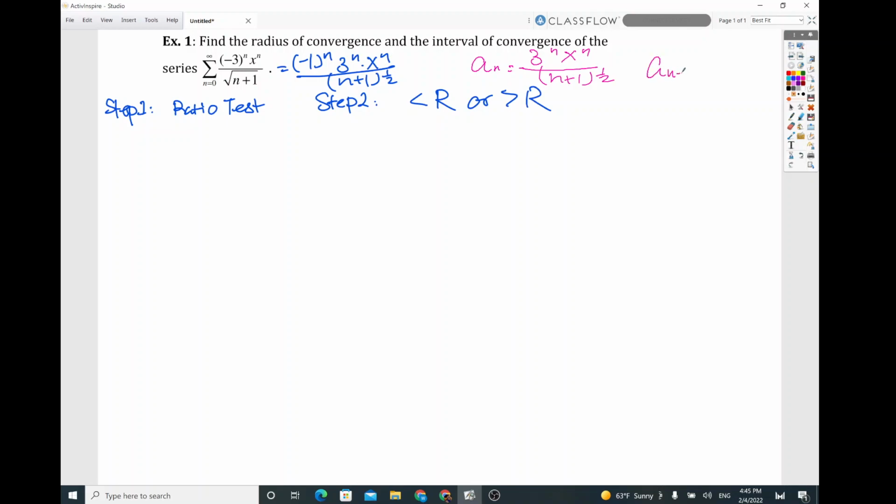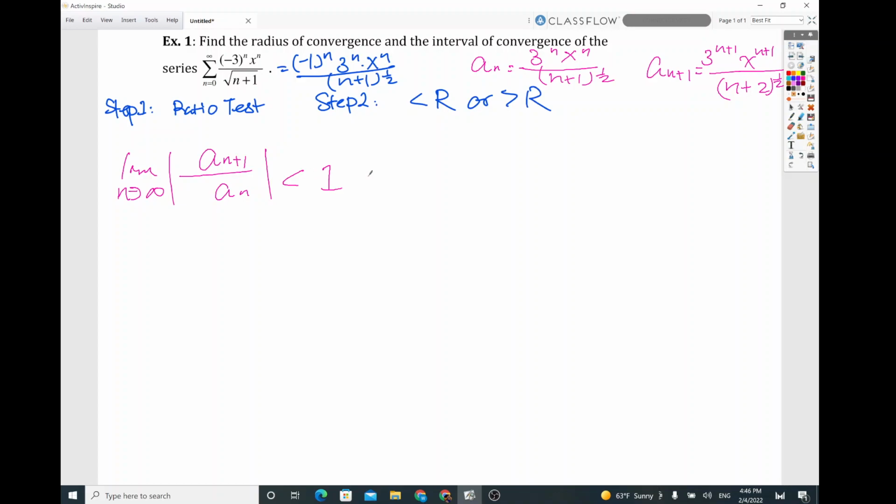So using that a sub n plus 1, we do have 3 to the power of n plus 1, x to the power of n plus 1 over n plus 1 plus 1, which means that it's n plus 2 quantity to the power of 1/2. So the ratio test, that means its limit as n approaches infinity, absolute value of a sub n plus 1 over a sub n. Okay? So in order to have the series absolutely converge, this ratio has got to be less than 1.